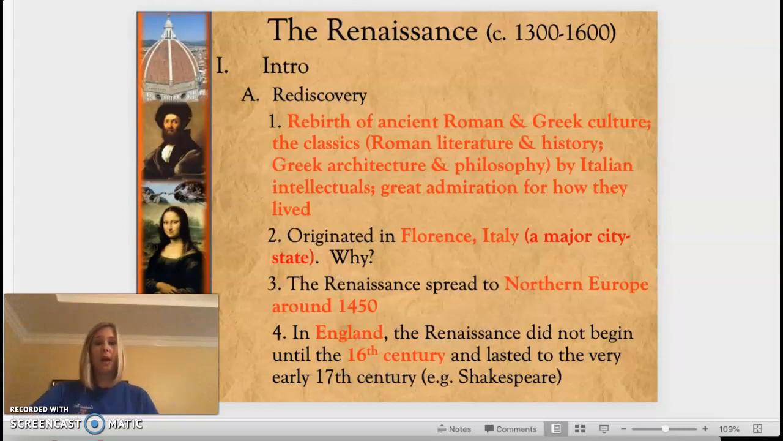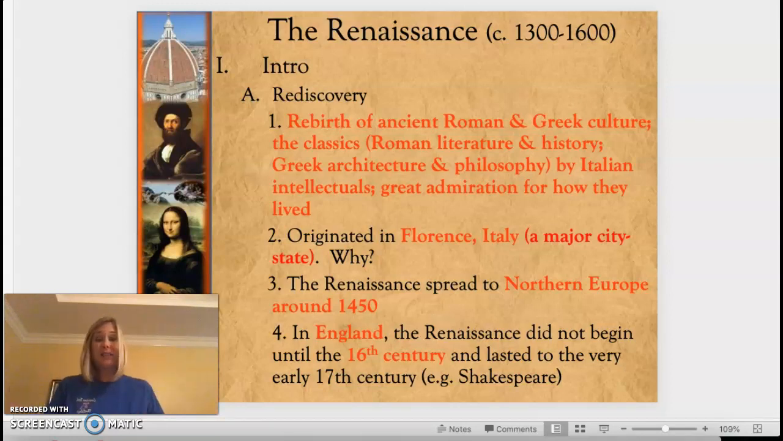So look at this beginning of our outline. If you want to put this on the what. So what is the Renaissance? Again, just the word itself, it's French, and it means rebirth. So what is being rediscovered? You know, what has been neglected for a number of years? The ancient Roman and Greek culture.